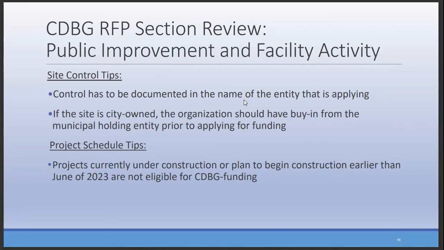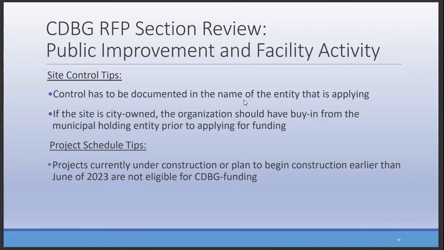The following slides are specific to public improvement and facility activities. More information about construction requirements are on the organizational requirements presentation. Here are some site control tips. Control has to be documented in the name of the entity that is applying, whether that control is through a deed or a lease that indicates an allowance to build or rehab. So if the name on the deed or lease is under the name of an executive director, you would need to change it so that it is in the name of the organization.